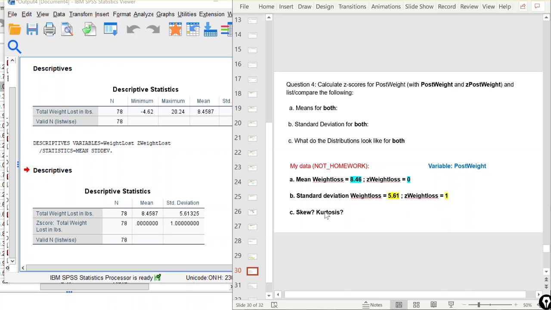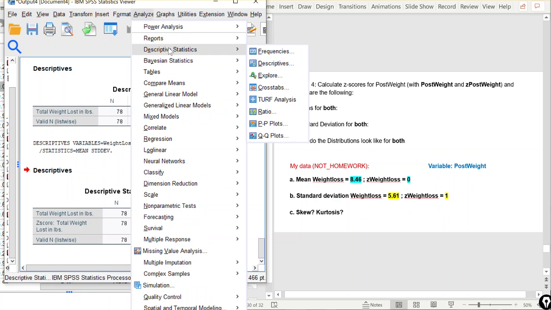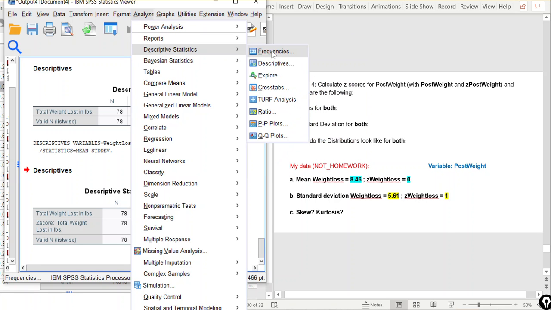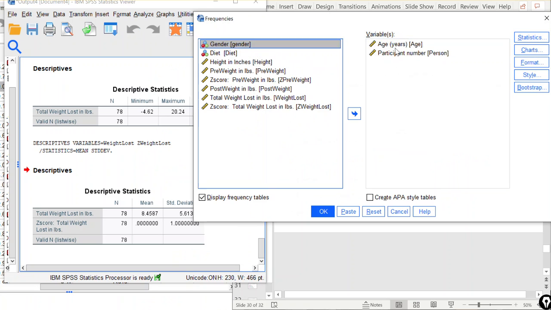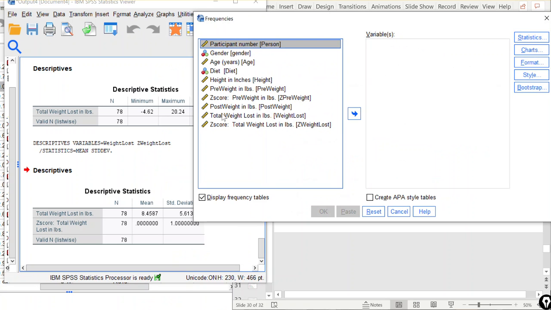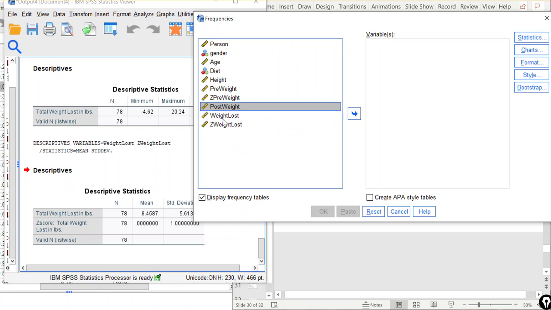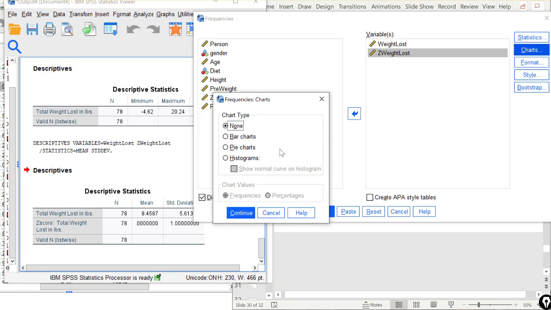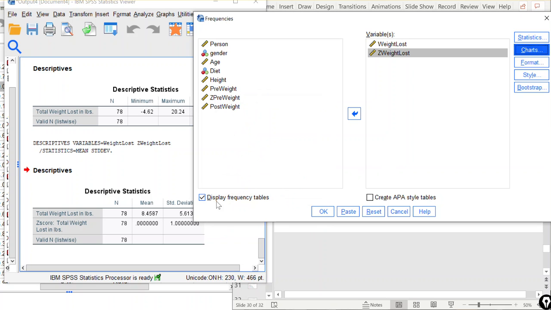Now, the last thing that we want to do is get a graph of this information. We're going to graph it out, and we're going to use a histogram. So we're going to go into analyze, descriptives, and then go into frequencies. We don't need these variables, so we're going to move them over. And so I'm going to display names again. So we have weight loss and Z weight loss. We're going to go into charts, and we're going to go into histograms. And we're going to go ahead and see what this looks like. We don't need frequency table.